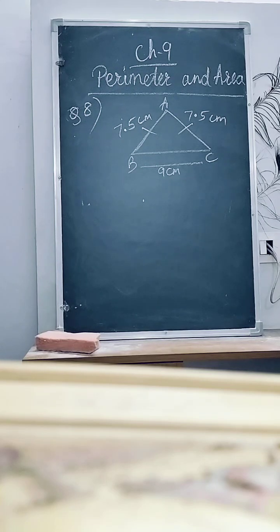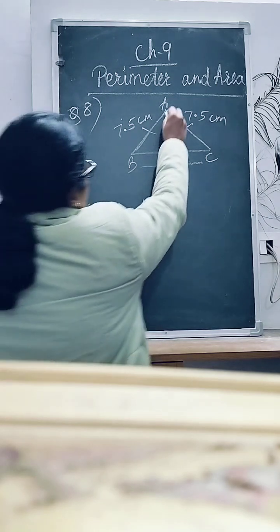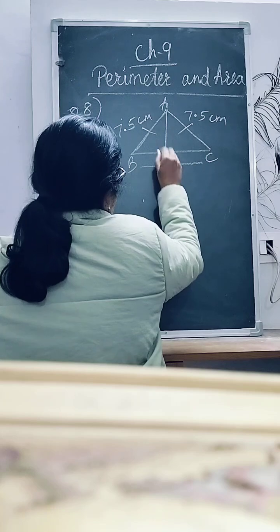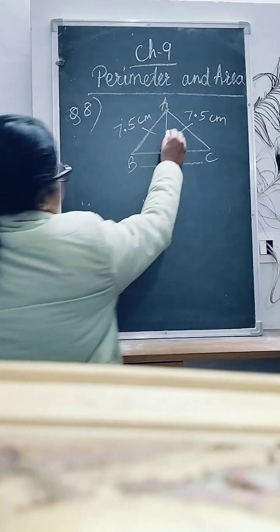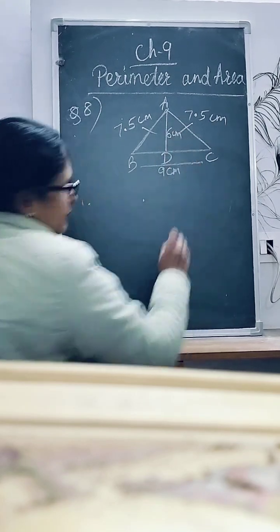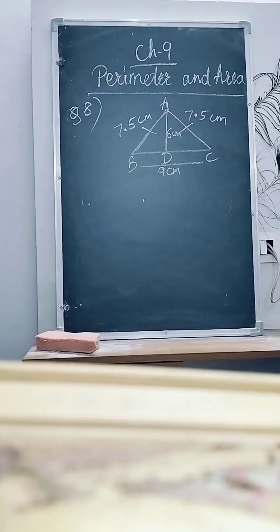BC is 9 centimeter. Now the height AD from A to BC is given to us as 6 centimeter. Find the area of the triangle. Find the height from C, that is CE, to AB.